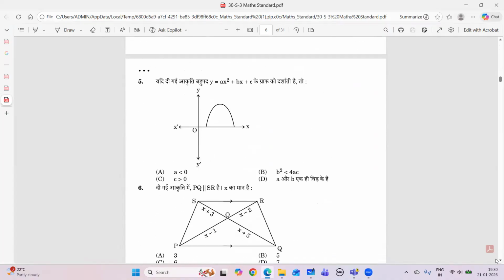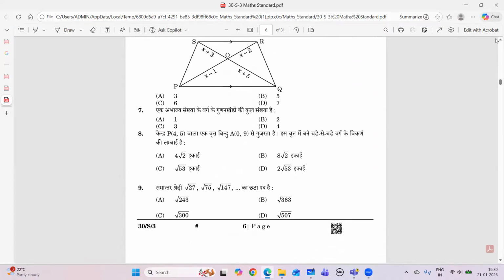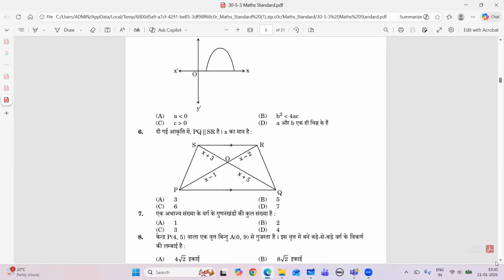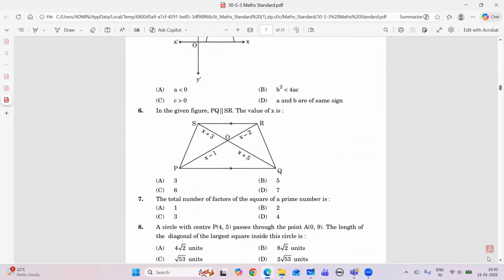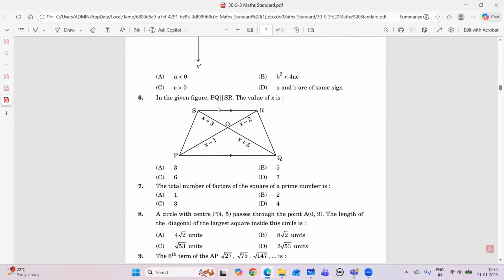That is question number 6. This is about a trapezium. In the given figure, PQ is parallel to SR. The value of X is... So in this figure, the side PQ is parallel to the side SR, which means it is a trapezium, right? And we have to find the value of X. How can we do that? What is X?